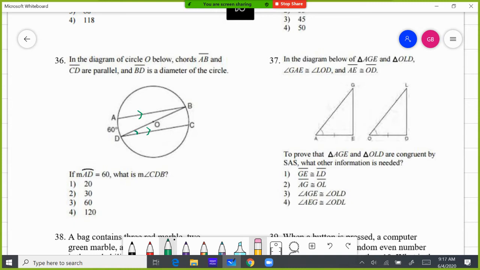Okay. So one thing to remember is that an inscribed angle is half of the arc. So angle ABD, it's an inscribed angle. So it'll be half of 60. So this angle is 30. And since we have parallel lines, this angle and this angle are congruent because they are alternate interior angles. So angle CDB is also 30 degrees. So 2 steps for that one.